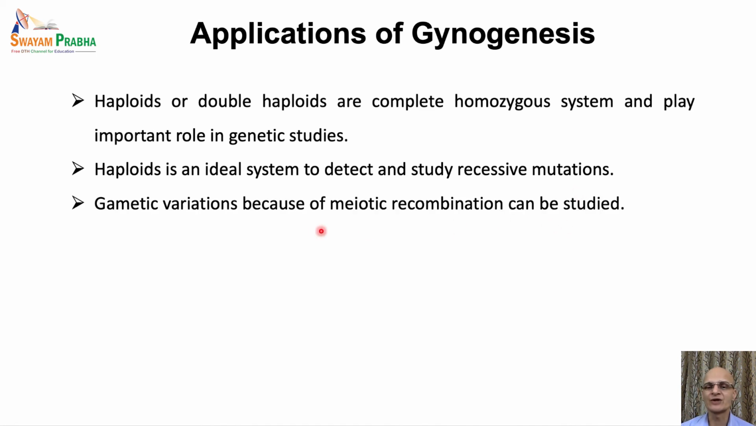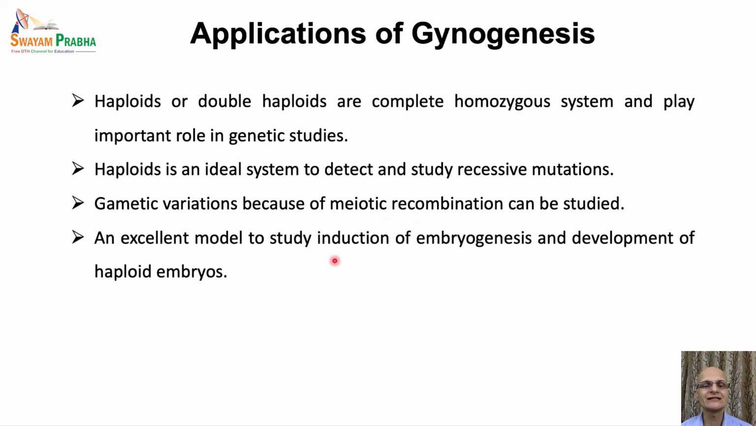During the meiosis that results in gamete formation, several new recombinations are formed, and haploids provide an opportunity to study the gametic variations which result from the meiotic recombinations. Further, it is an excellent model to study the induction of embryogenesis and embryo development from the haploid gametophyte.